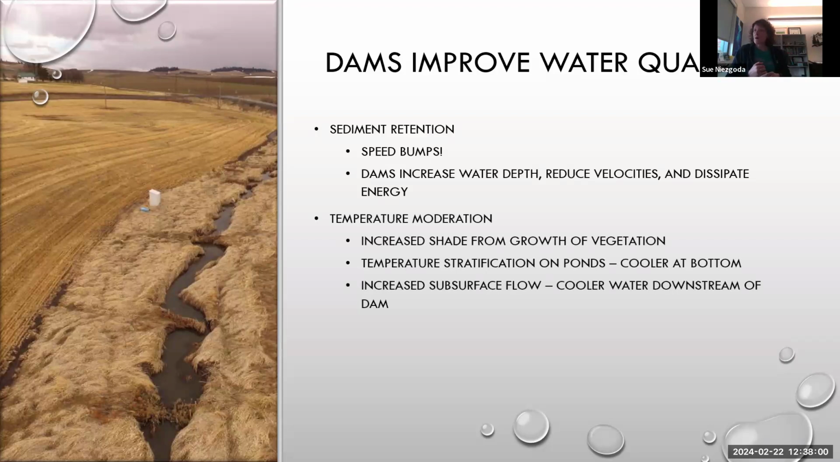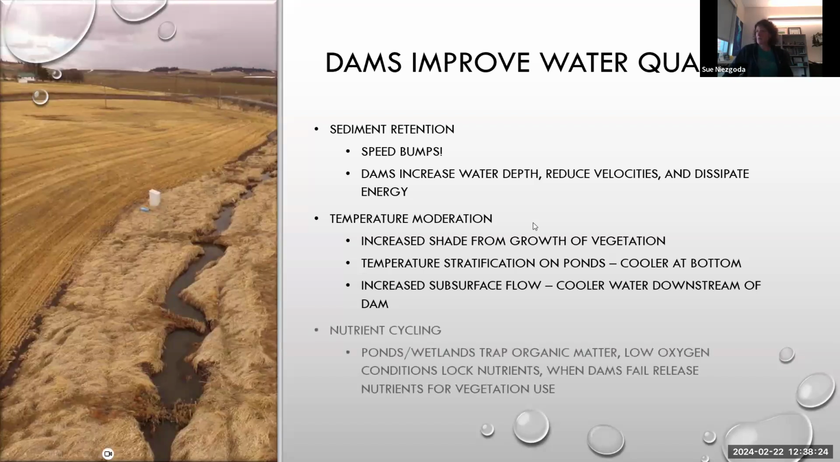They also have an impact on temperature. They can increase shade from the growth of additional vegetation by getting that groundwater table feeding the riparian zone again. With temperature stratification in the ponds, you get some cooler temperatures on the bottom. Also, they can force some hyporheic exchange of the water down into the hyporheic zone, which can cool the water off too and allow for some decreased temperatures, which the fish and the habitat really appreciate.